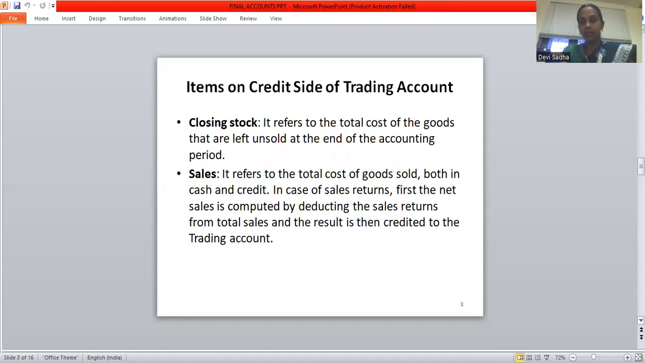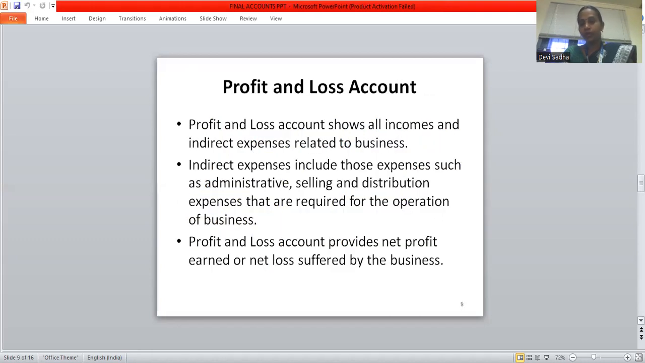And then the credit side of the trading account. What are the credit side items? Closing stock and sales. And then the profit and loss account. The profit and loss account shows small incomes and indirect expenses relating to the business. Indirect expenses include those such as administrative, selling and distribution expenses that are required for the operation of the business. Then the profit and loss account provides the net profit earned or net loss suffered by the business.